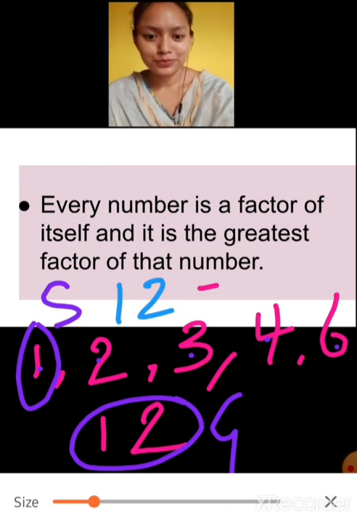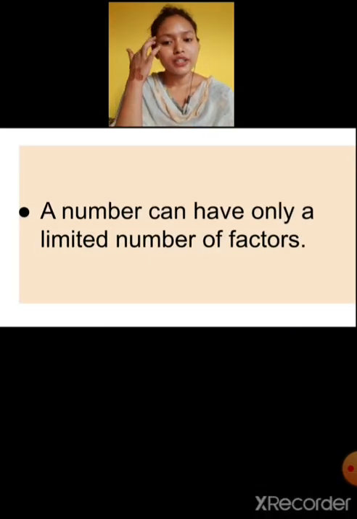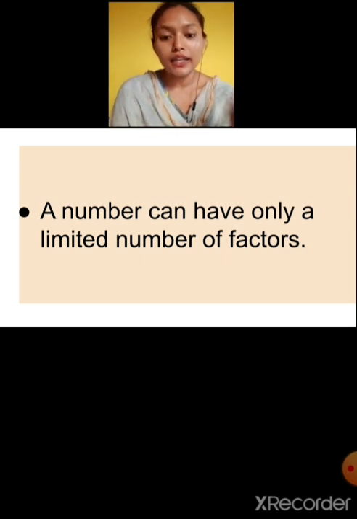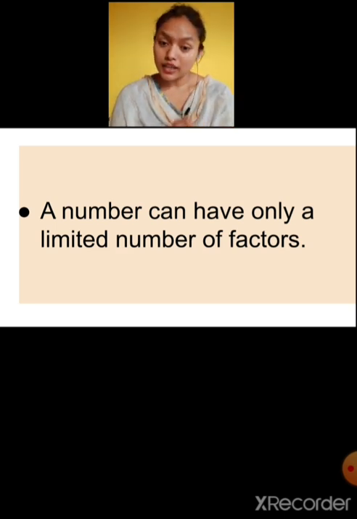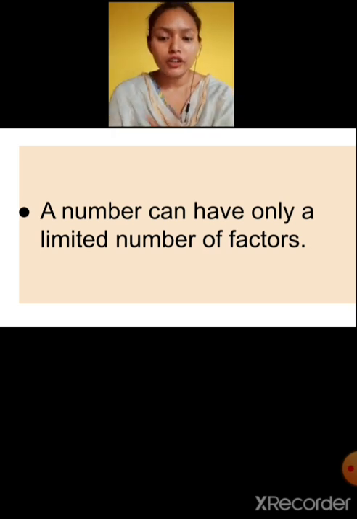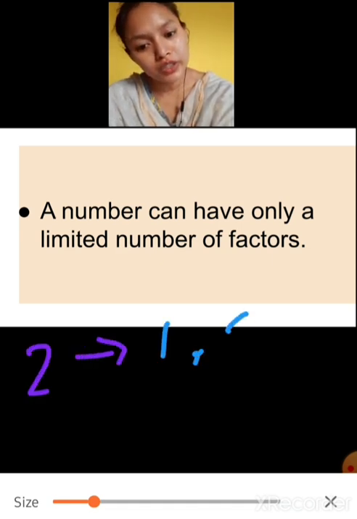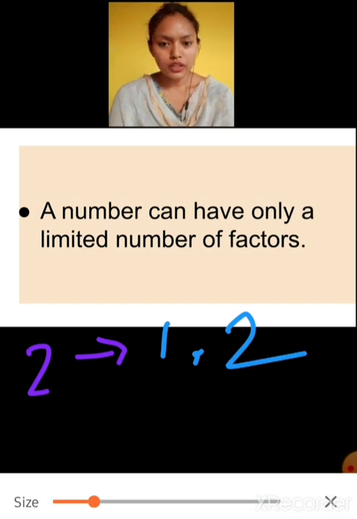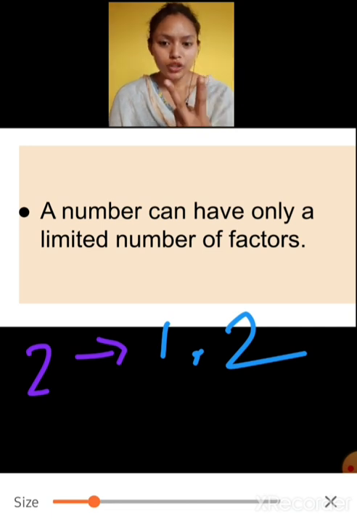Is it clear? Okay. Now let's move to the third point. The third point is a number can have only a limited number of factors. Means the number of factors is limited. We cannot say that 2 will have infinite factors. 2 comes in table of 1 and 2 only. Okay, rest no. So how many factors are there of 2? Only 2 factors.